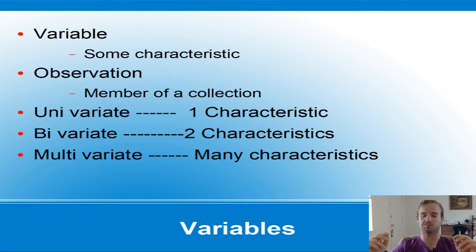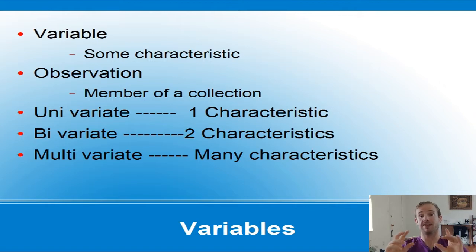Bi means 2. Multivariate is many characteristics. So I could be asking age, income, education, choice of college major, right? Multivariate means I'm looking at multiple characteristics.